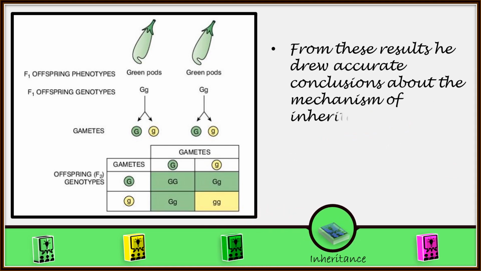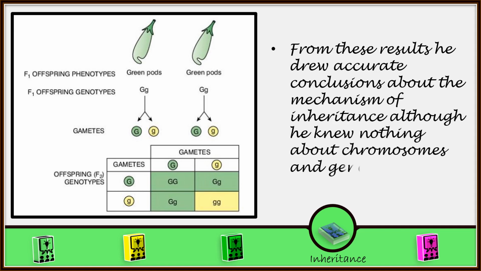From these results, he drew accurate conclusions about the mechanism of inheritance, although he knew nothing about chromosomes and genes at this time. So he made his conclusion about the inheritance mechanism, even though he didn't know much about chromosomes and genes at the time he did this.